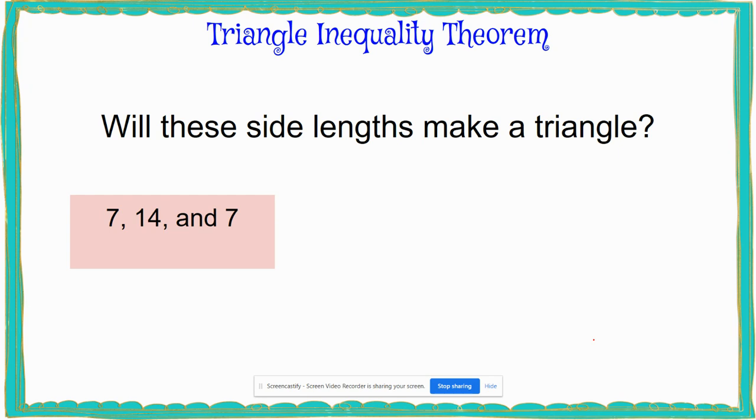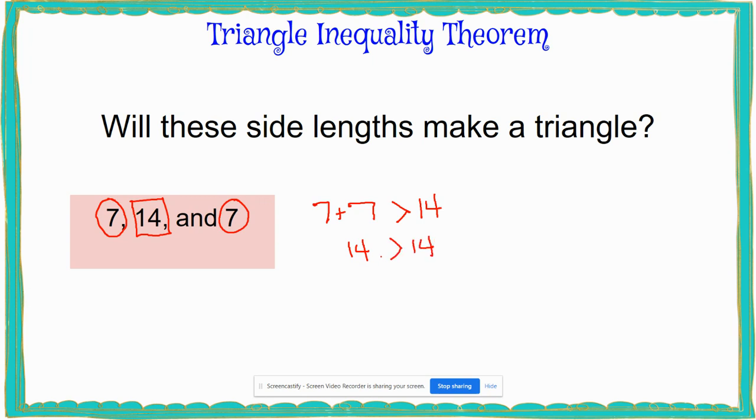All right, now let's look at another example. And these are actually the examples that typically give people the most trouble. So with this example, you have 7, 14, and 7. Well, our 2 shortest sides are 7 and 7. So I would need to add those together. And those would have to be greater than my longest side, which is 14. Well, when I do 7 plus 7, I get 14.